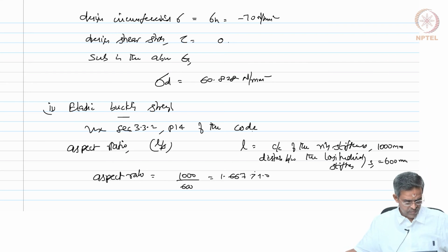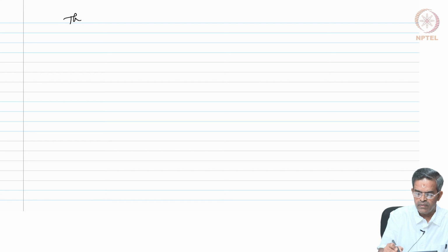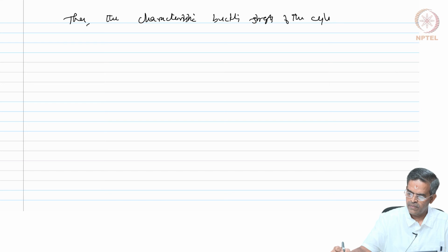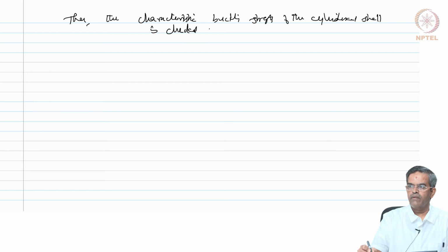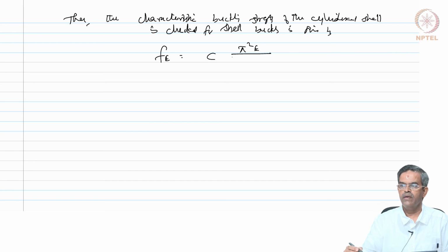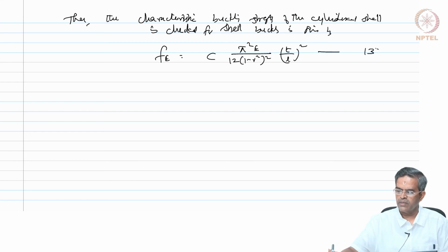When it is greater than 1, then the characteristic buckling strength of the cylindrical shell for shell buckling is given by Fe is C times pi square E by 12 into 1 minus nu square, times T by L the whole square. We will call this equation number 13.